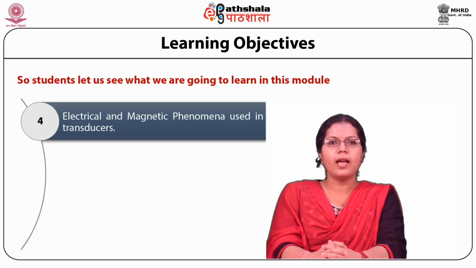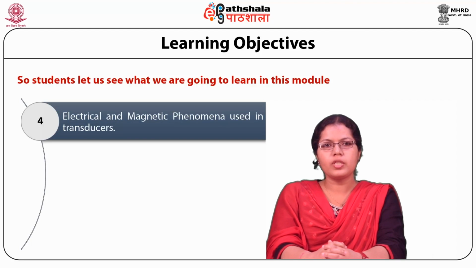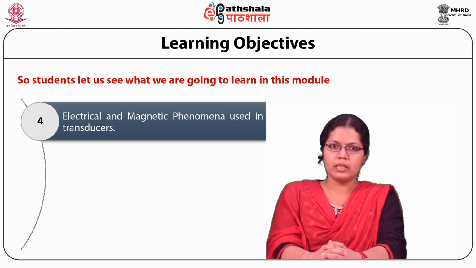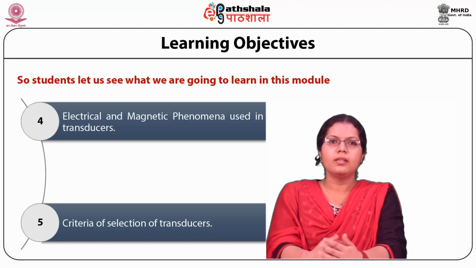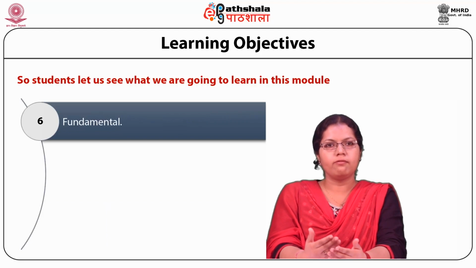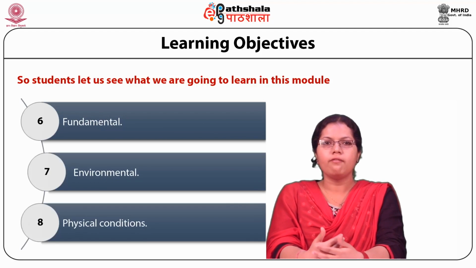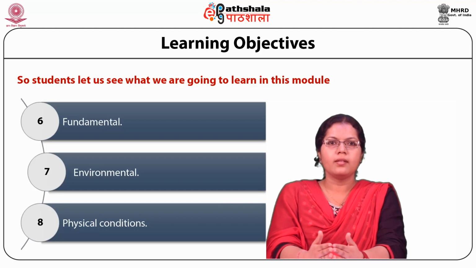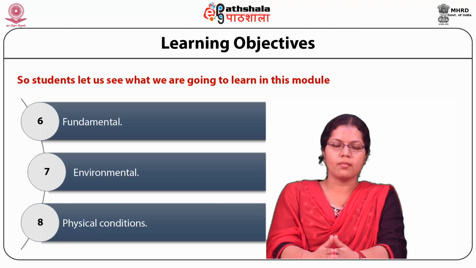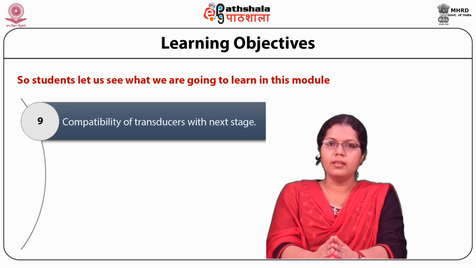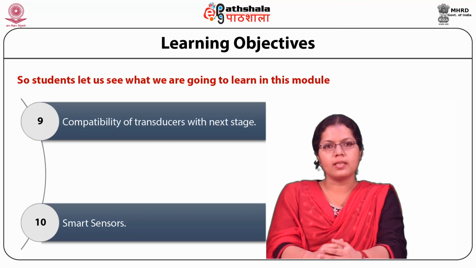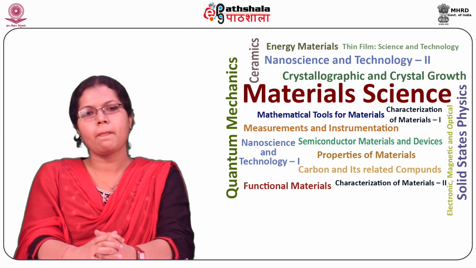Then, electrical and magnetic phenomena used in the transducers will be discussed. Then, the criteria for selection of transducers will be discussed. There will be basically three criteria, fundamental, environmental, and physical conditions, which will decide the selection of transducers. Next, we will study the compatibility of transducers with the next stage in the measurements, and at the last we will discuss smart sensors.